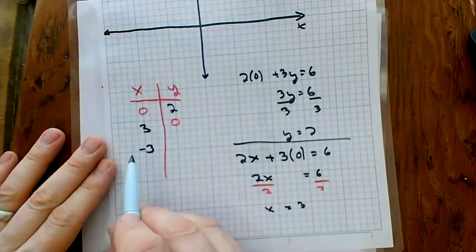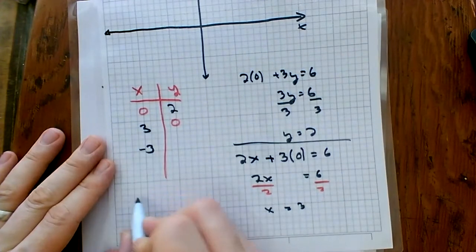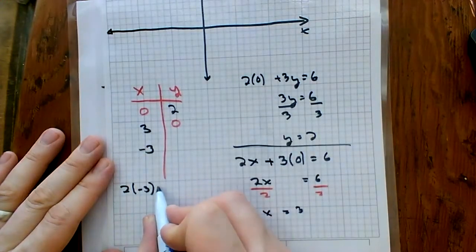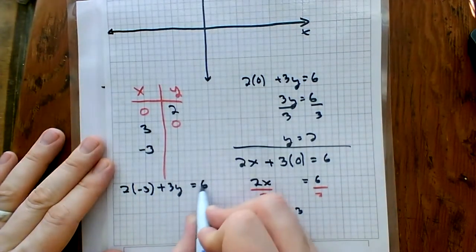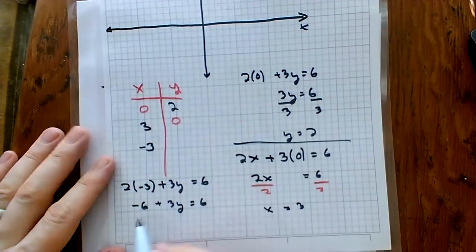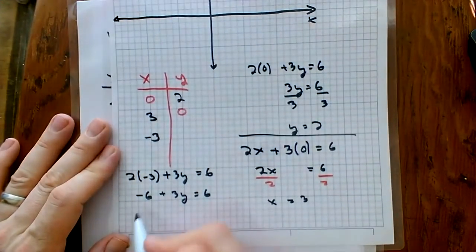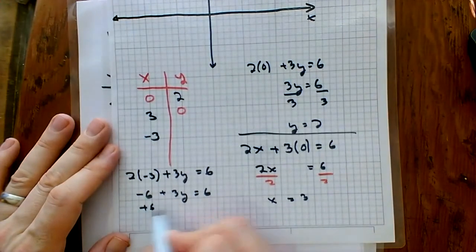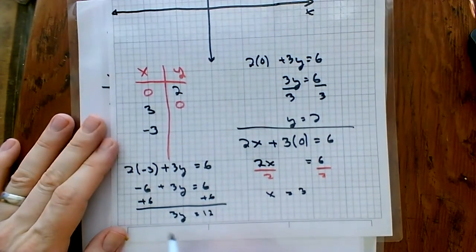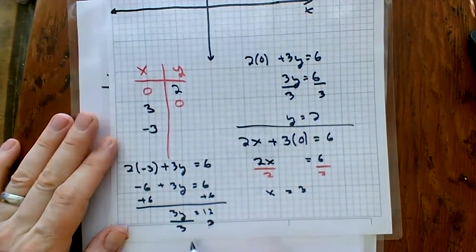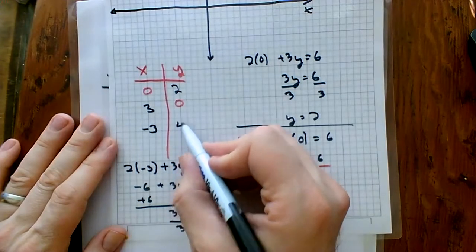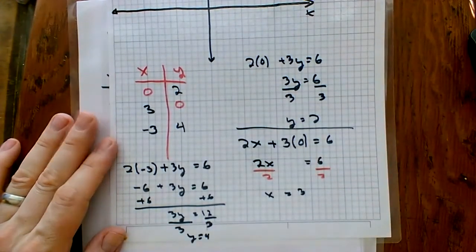So let's see what happens when I plug in a -3 for x. I'm going to move down here. So I'll have 2 times our -3 plus our 3y is equal to 6. Well, that's going to be -6 plus our 3y is equal to 6. So this is a little bit more complicated. When I solve this, I'll add 6 to both sides. So I'll have 3y is equal to 12. And then I'm going to divide both sides by 3. And I've got y is equal to 4. So now I've got 3 different points I can plot.